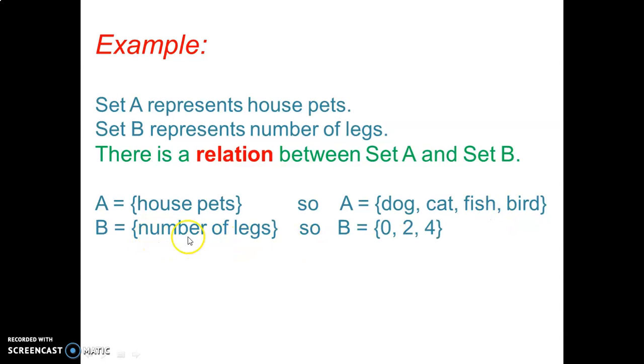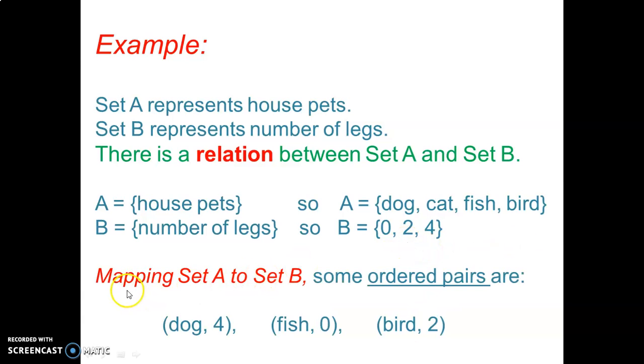Set B is number of legs. That's what it is as a definition, but again, listing the elements in that set, set B contains the elements 0, 2, and 4. Of course, pets can have 3 legs. If your dog ran in the street and maybe lost a leg, it can have 3, but we're going to assume we only have these numbers in this set.